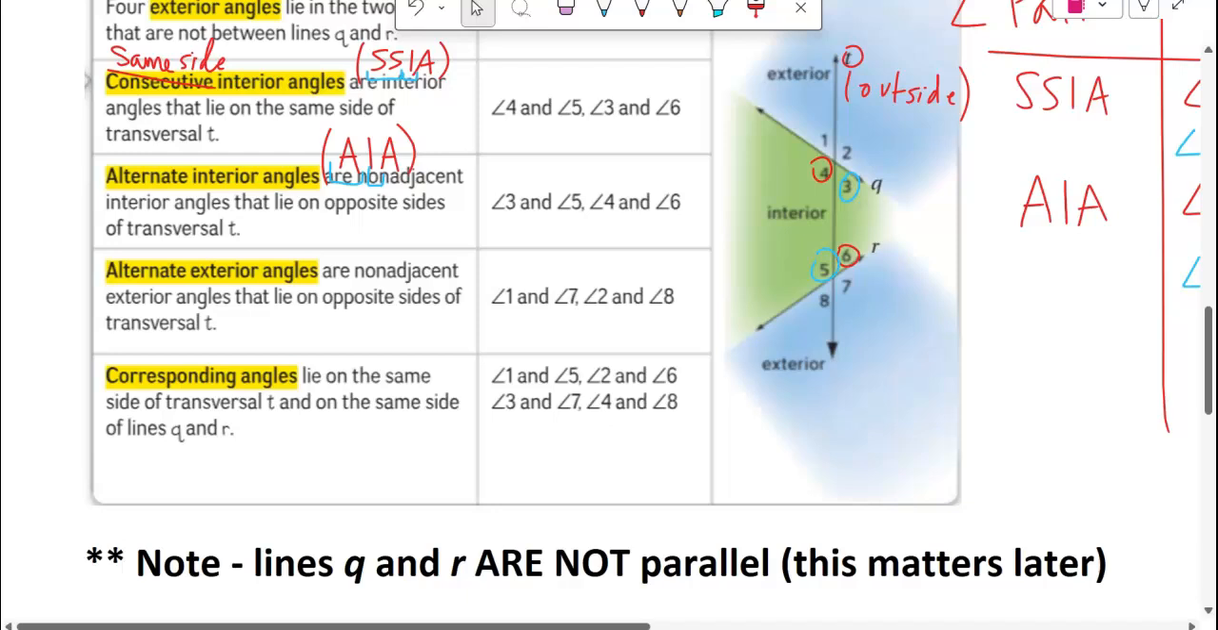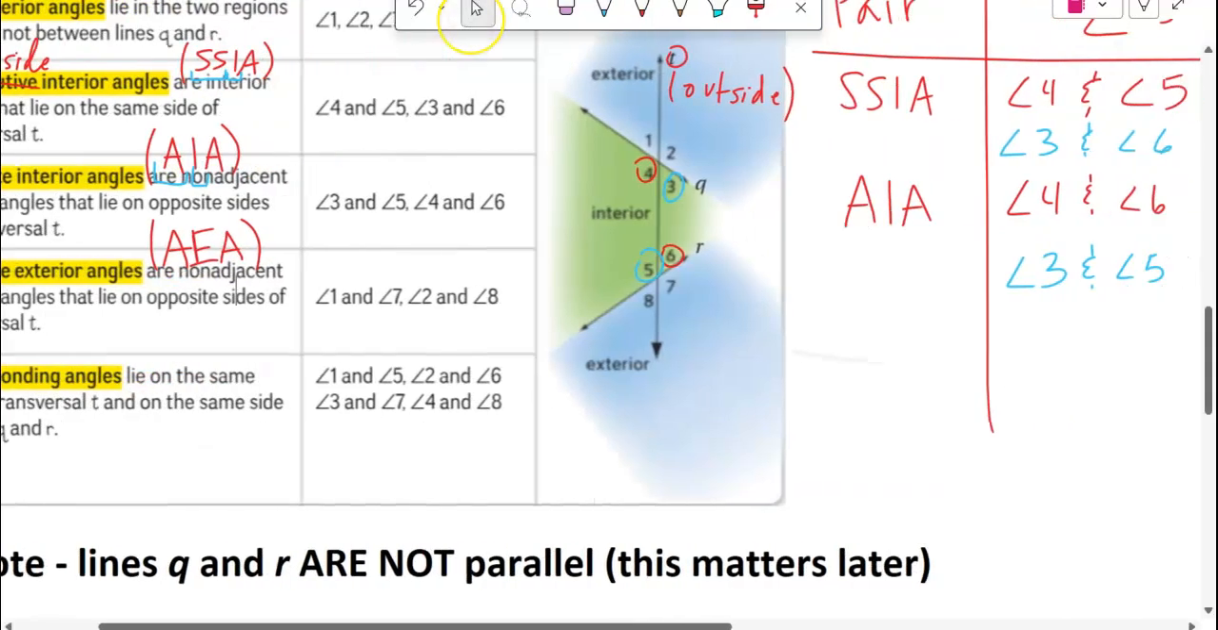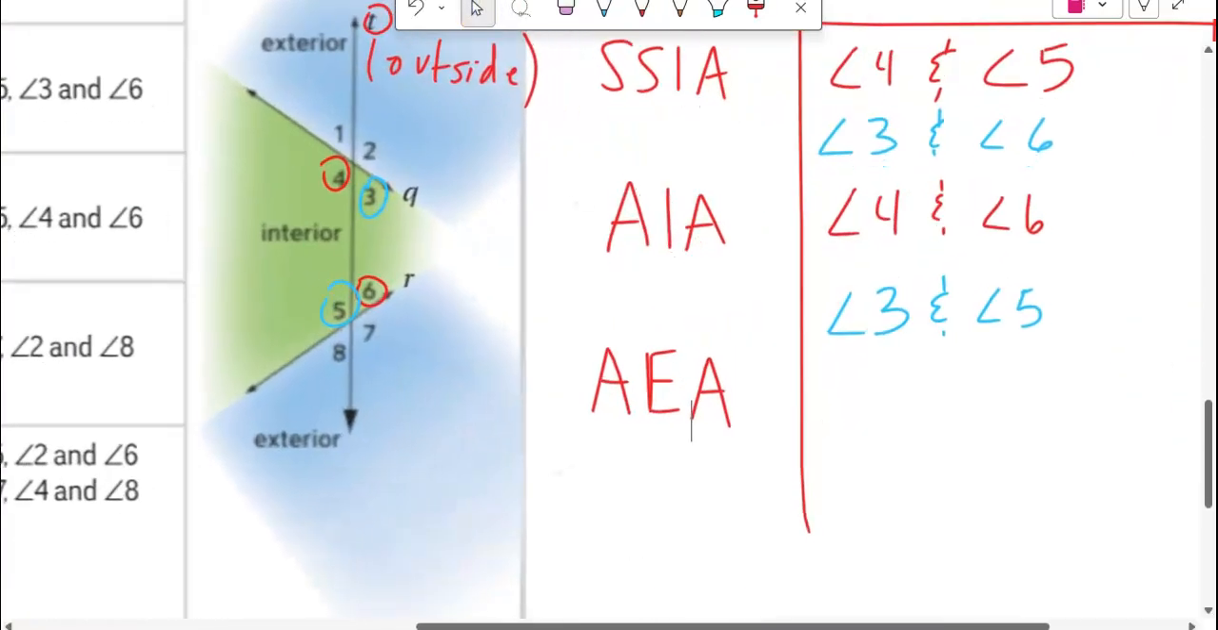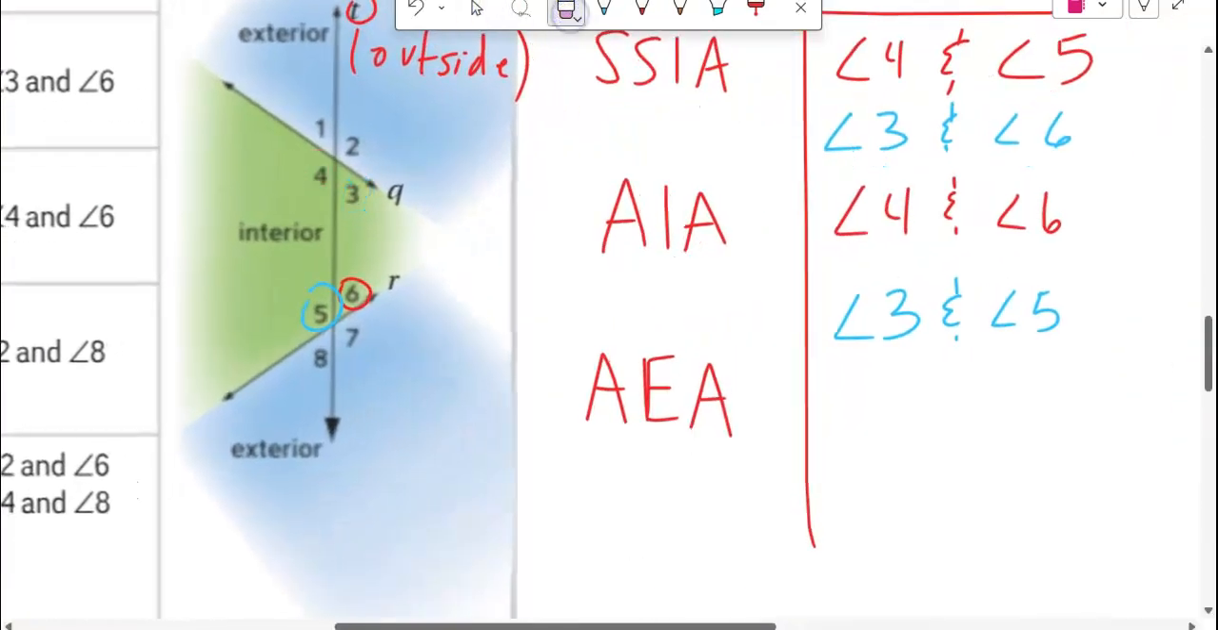Okay, next, angle pairs. Alternate exterior angles. Say it out loud. AEA. We're just abbreviating the first letter of all these words. AEA. Alternate exterior angles. And now same concept. Alternate, meaning different sides of the transversal, but now we're in the blue.